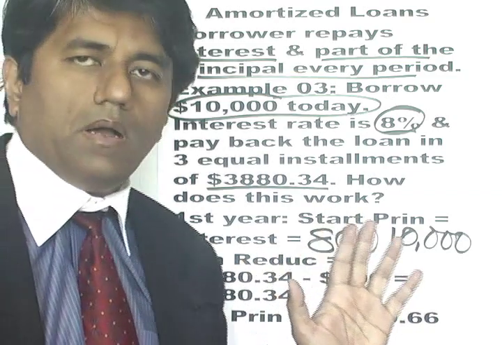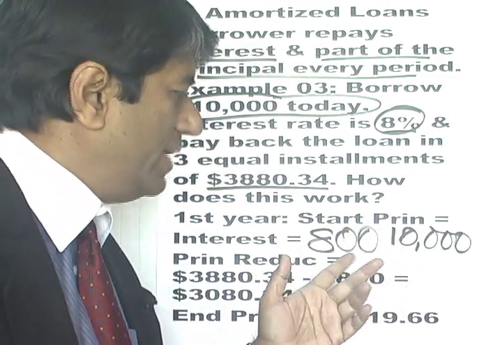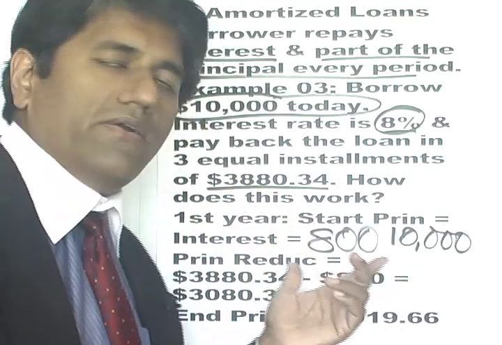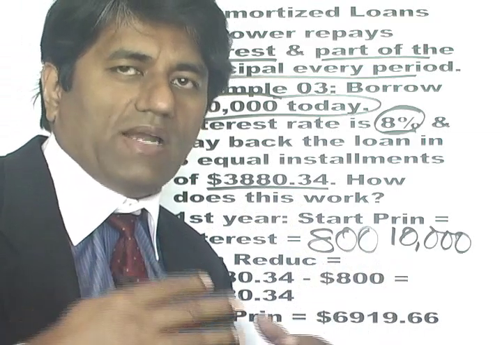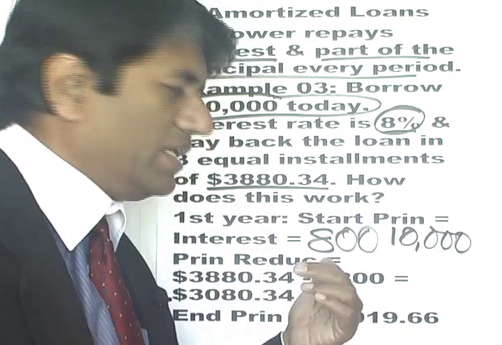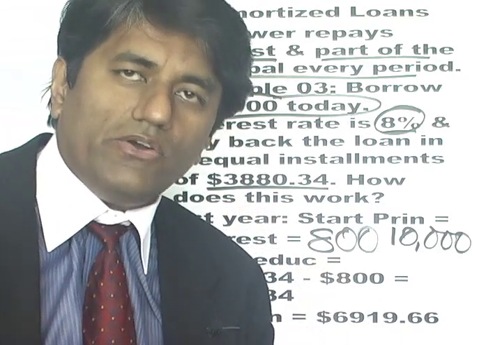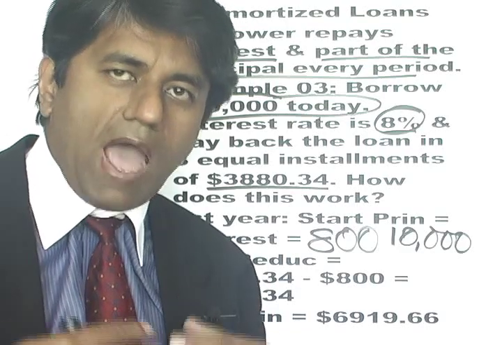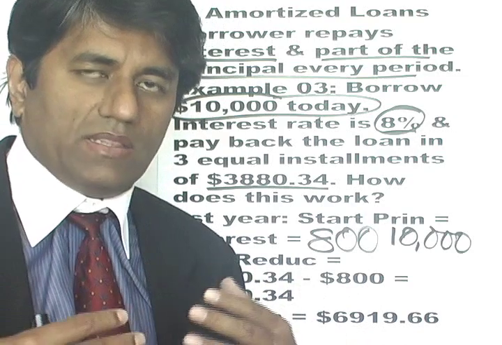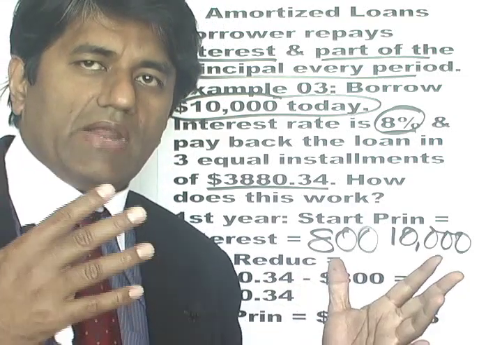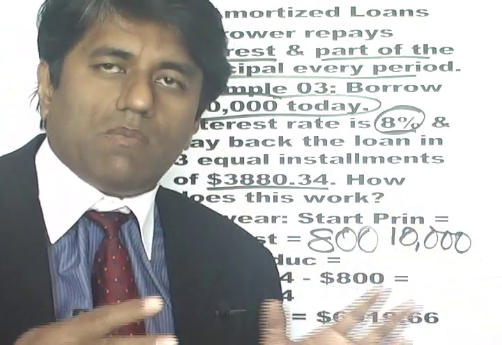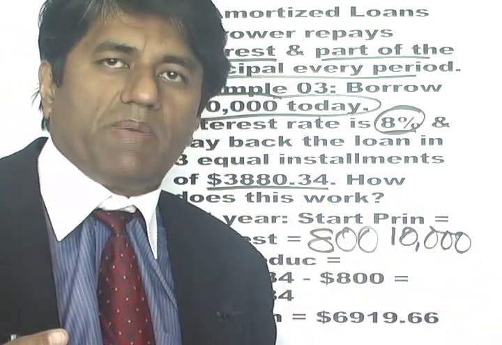So the borrower repays 3,880, whereas the interest is only 800. Why does the borrower repay 3,880 instead of just 800? Because the borrower is also repaying the loan. The borrower is also amortizing the loan, hence the name amortized loan. So every period when the borrower makes a repayment, the interest is of course paid, and after that some of the principal is also paid down.